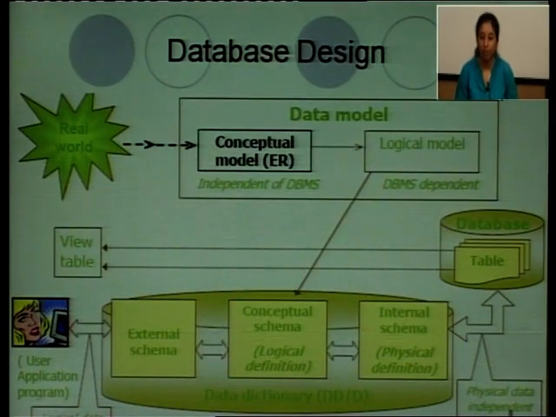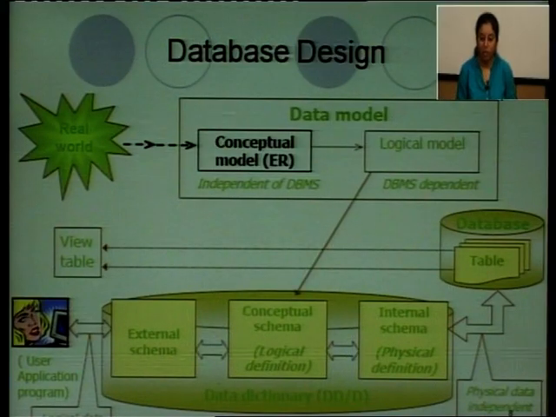This is a database design model. We can say in the real world situation, we have some important functions. For example, we have a data model including the conceptual model. Next is the logical model. The conceptual model is basically known as independent of DBMS, and next is also DBMS dependent. Then it relates to the data dictionary. Next, the user application program has logical data independence.